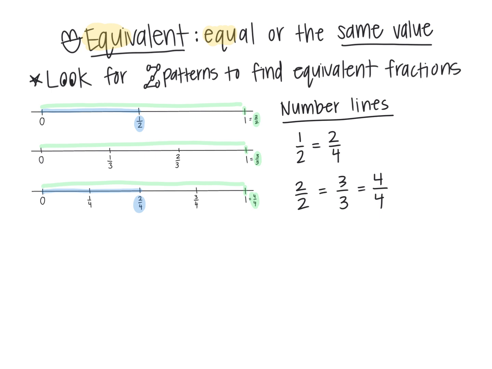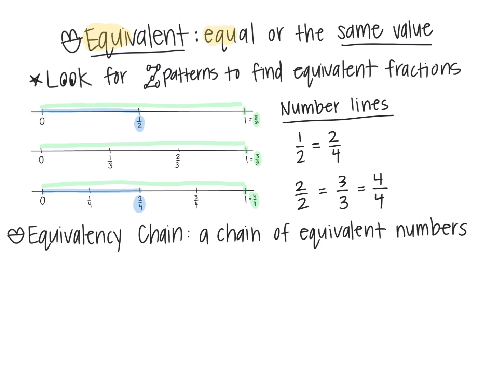Now, what you might be noticing is that there's not only a pattern here, but it's continuing on. And I bet you could find many more fractions that go over here. That's called an equivalency chain. This is a chain of equivalent numbers. So it's basically continuing on with the pattern. So let's see if we can do that. I see the easiest one would probably be this. 2/2 equals 3/3 equals 4/4.